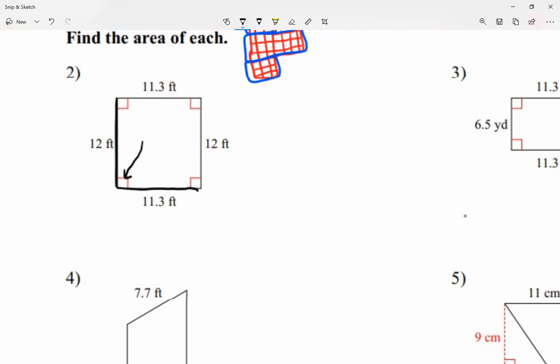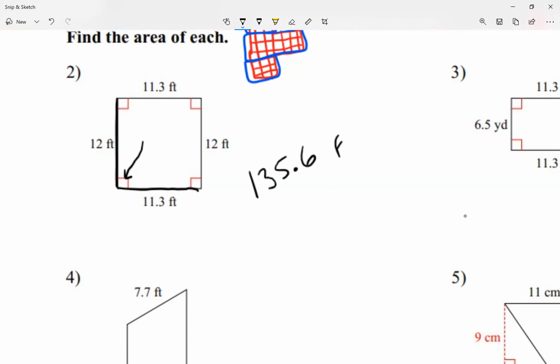Like I said, for my homework, I'm ignoring the measurements. I'm just looking at the numbers. 12 times 11.3. My calculator gives me 135.6. Now, don't think that in real life, all the squares are complete. If you go to your kitchen, more than likely, you're going to find some squares that are not complete. So we use decimals in real life. So my answer here will be 135.6.